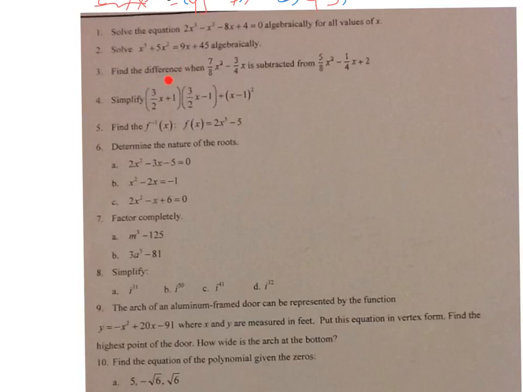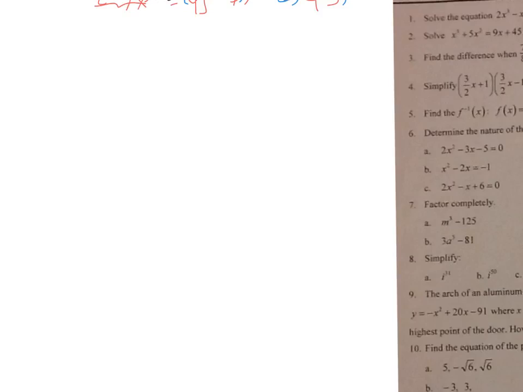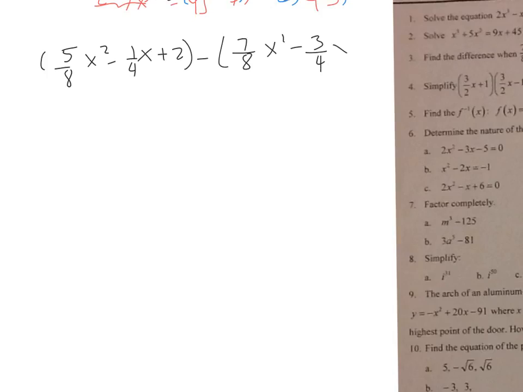All right, so number 3 says find the difference. Difference means to subtract. When 7/8 x squared minus 3/4 x is subtracted from, so we're subtracting from this one, 5x squared minus 1/4 x plus 2. The from will come first. I'm going to set it up in parentheses. In the first parentheses, I'll have 5/8 x squared minus 1/4 x plus 2, minus 7/8 x squared minus 3/4 x.